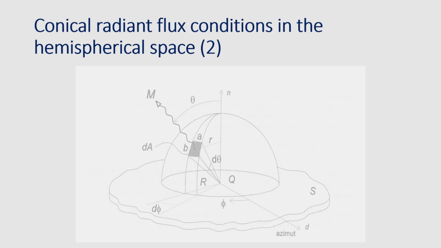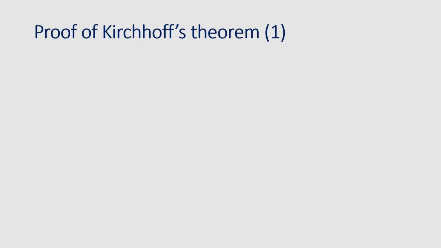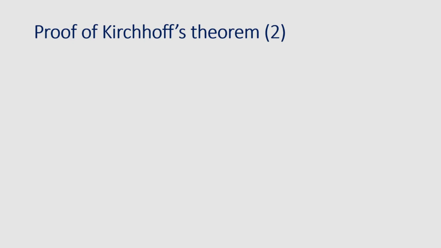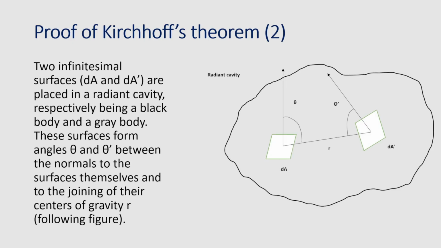Proof of Kirchhoff's theorem, 1. Remembering that, given a real homogeneous anisothermal surface, its spectral and directional emissivity coefficient ε(θ, φ) is defined as the ratio between the real radiance emitted and that which would be emitted by a blackbody surface placed at the same kinetic temperature T(θ, φ), according to the relation. Proof of Kirchhoff's theorem, 2. Two infinitesimal surfaces, dA₁ and dA₂, are placed in a radiant cavity, respectively being a black body and a gray body.